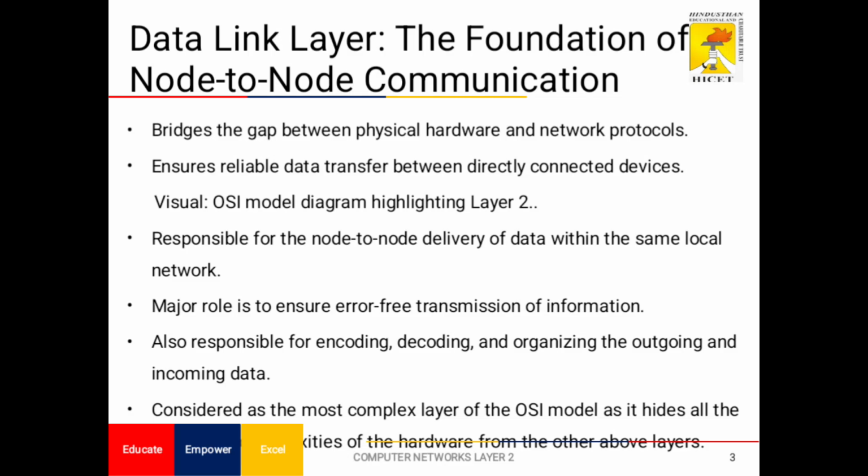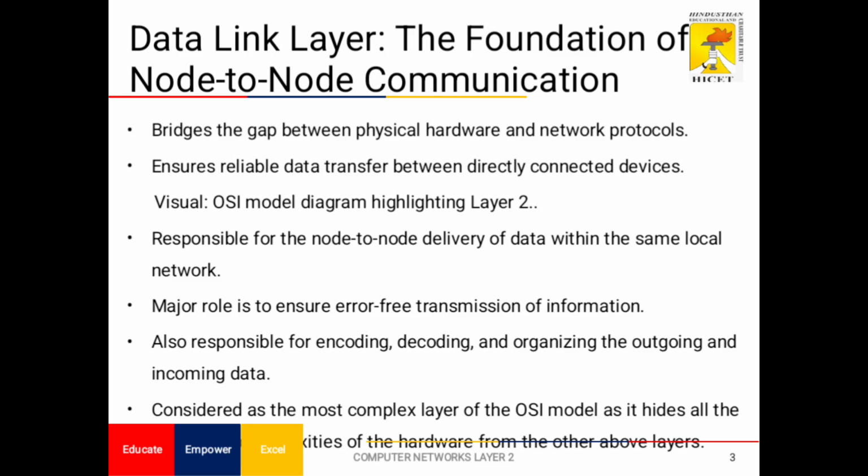This is highlighted in the OSI model at layer 2. It is also responsible for the delivery of node to node communication of the data inside the local network, that is the same local network. The major role of the data link layer is to ensure error free, that is collision or error control free, transmission of our data.